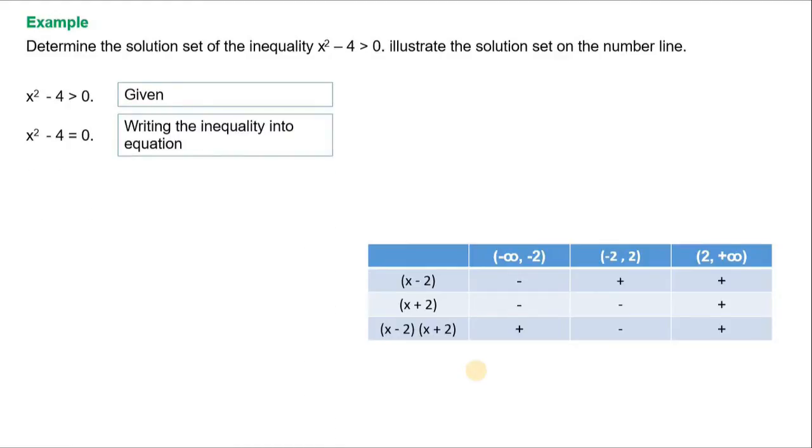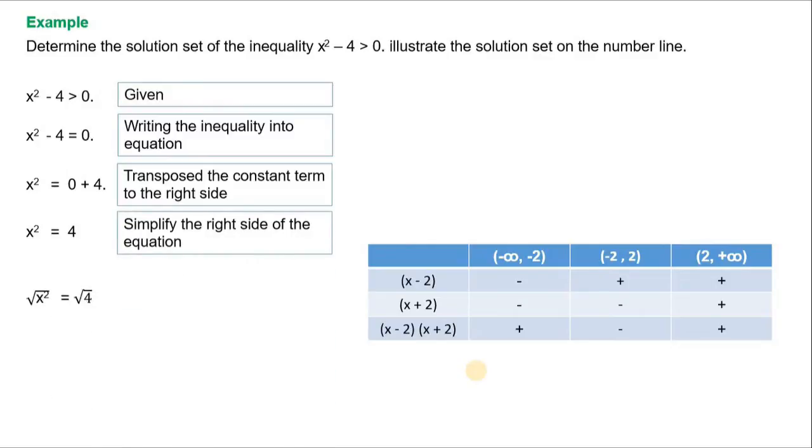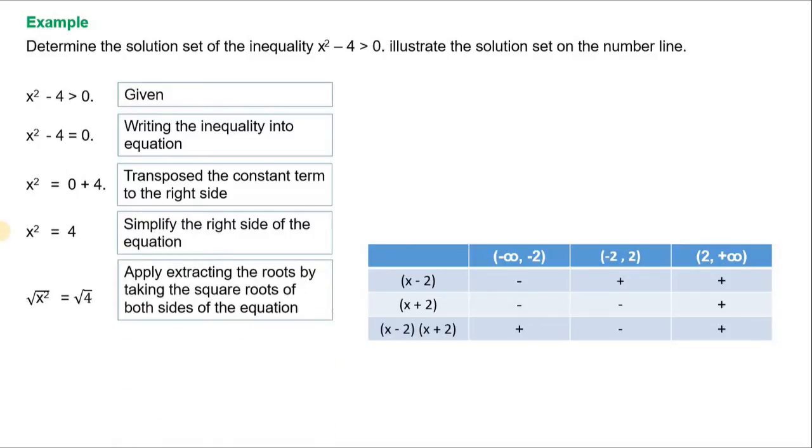Be writing the inequality into equation as step number 1. We have x squared equals 0 plus 4. We transpose negative 4 to the right side. Okay? So x squared equals 4. Simplify the right side of the equation. So here, we can solve this type of equation by extracting the roots, as you remember in our previous lesson or video. Okay? Apply extracting the roots by taking the square roots of both sides of the equations. So x is positive and negative 2, taking the roots of 4.